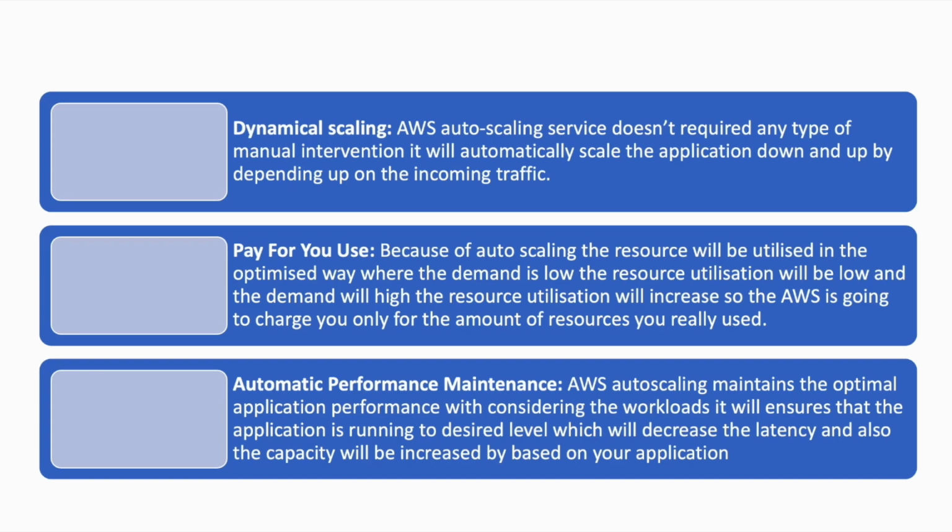Pay for your use. Because of auto scaling, the resources will be utilized in an optimized way. Where the demand is low, the resource utilization will be low, and where the demand is high, the resource utilization will increase. So AWS is going to charge you only for the amount of resources you really used. Automatic performance maintenance. AWS auto scaling maintains the optimal application performance. Considering the workloads, it will ensure that the application is running at the desired level, which will decrease the latency, and the capacity will also be increased based on our application.